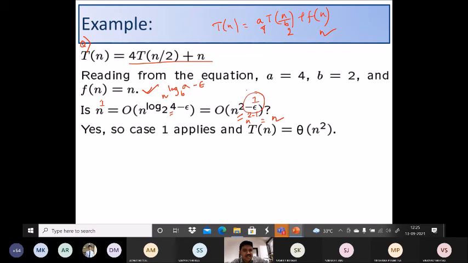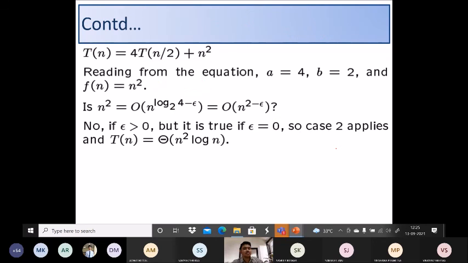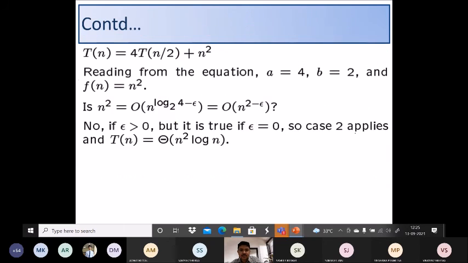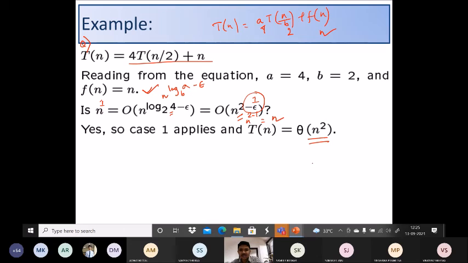So the epsilon value is greater than 0. Check the epsilon value, it is greater than 0. So what can I tell? It is in theta of n to the power log a base b. Here, what would be my answer? n to the power log 4 base 2, that means n squared. So I can directly tell the answer is in theta of n squared. Understood?